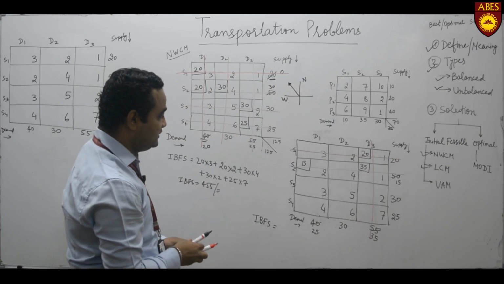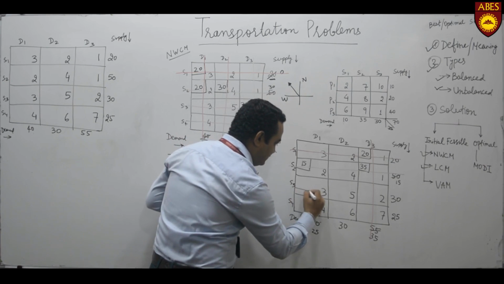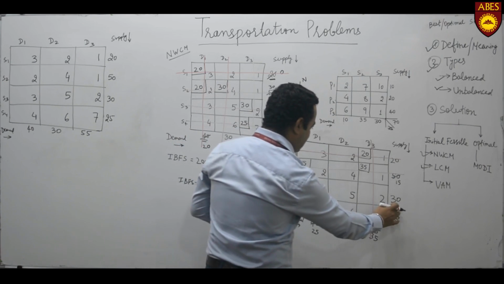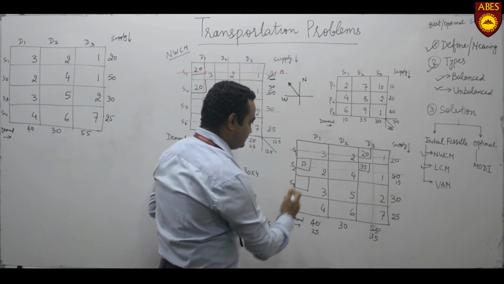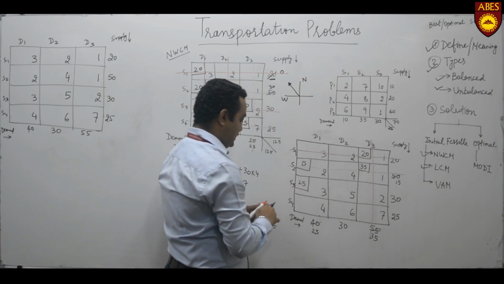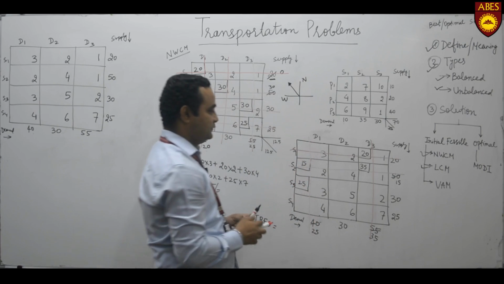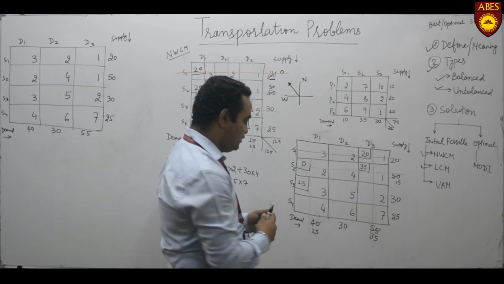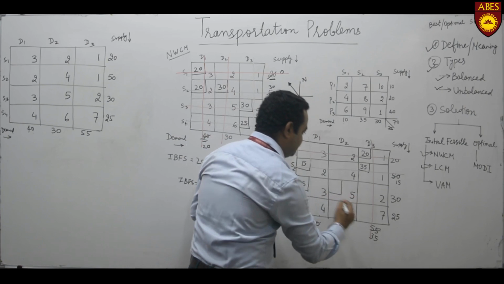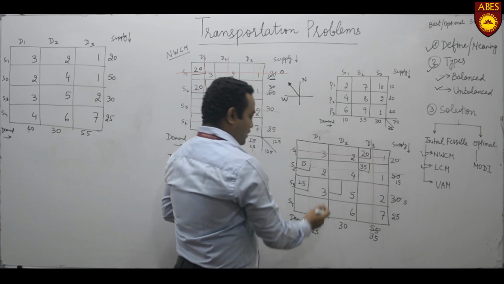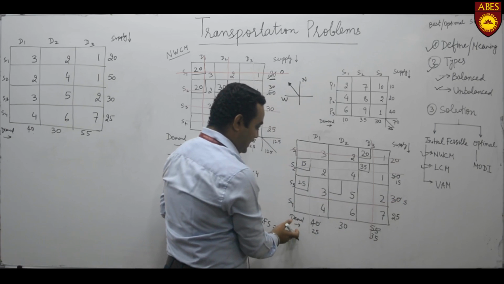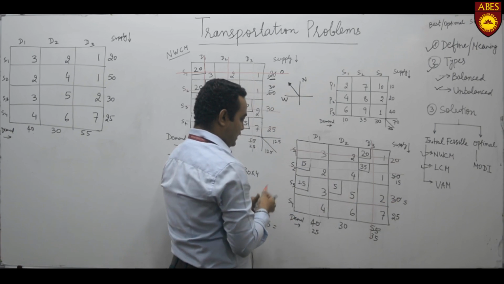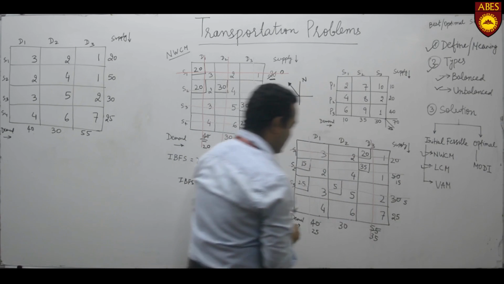Now the next minimum value is 3, so give the assignment in this 3 cell. Demand is 25 and supply is 30, so we put the minimum value, that is 25, and this is completely cut. Now we have two remaining cell values, 5 and 6. The minimum cell value is 5, so we give the assignment in this block. Supply is 5 and demand is 30, so we put the minimum value, that is 5. This is completely cut, and the last one is the 6.